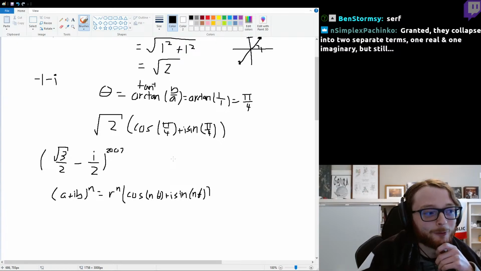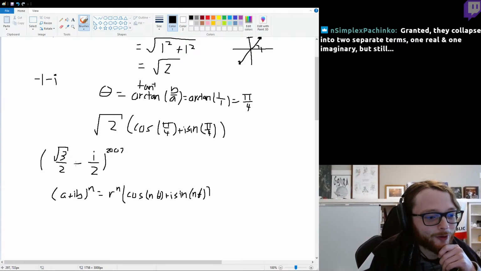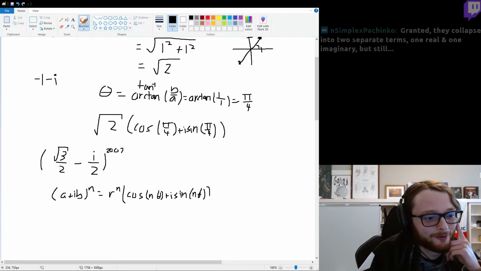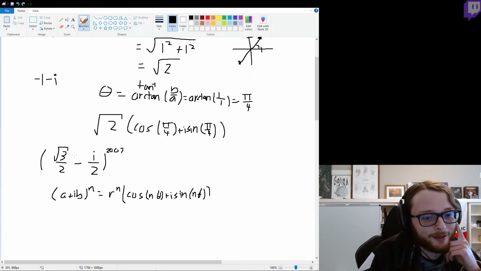Oh yeah, I mean, if you wanted to, you could multiply this out 2007 times, or I guess 2008 times, or no, 2007 times. But this form is a lot easier, so I recommend you use that.